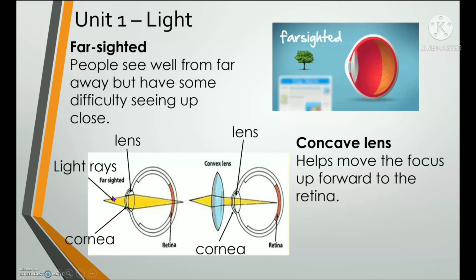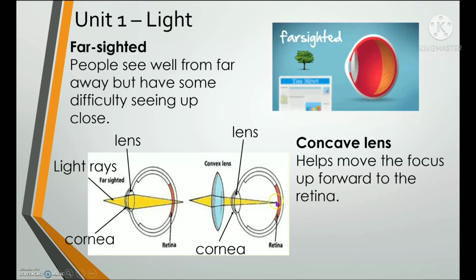Okay, so how can we fix that? We can fix that by using the convex lens. The convex lens is thicker in the middle. So when the light rays pass through the convex lens, they will bend inwards. So before they pass through the lens of the eye, the light rays are already bent inward. Then passing through the lens, the light will bend more, striking the retina.